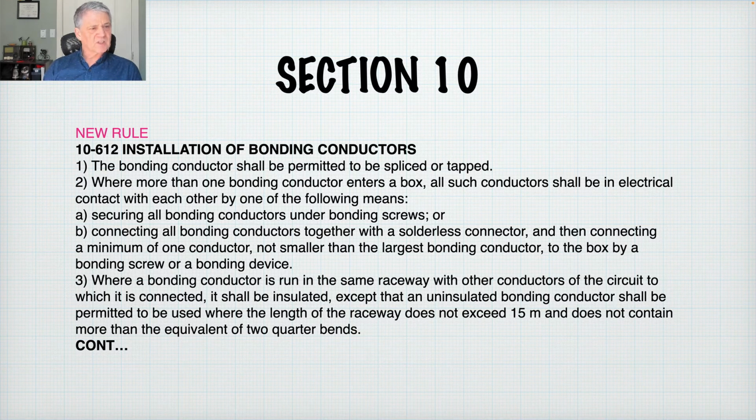So the installation of bonding conductors. The bonding conductor shall be permitted to be spliced or tapped. Where one or more bonding conductors enter a box, all the conductors shall be in electrical contact with each other by one of the following means: securing all bonding conductors under bonding screws, or connecting all bonding conductors together with a solderless connector, so a wire nut.